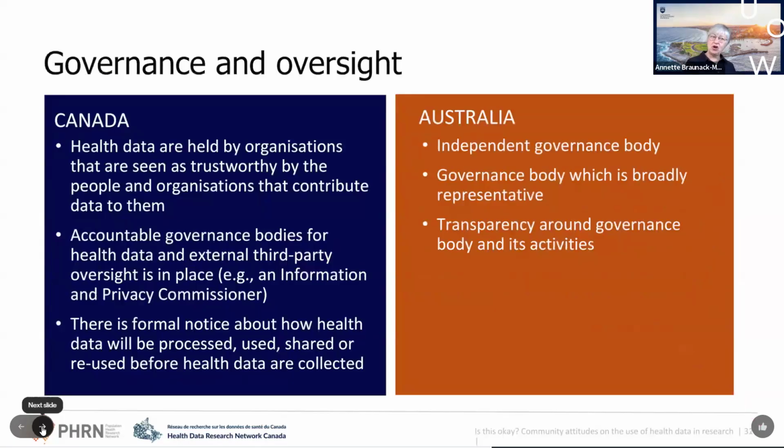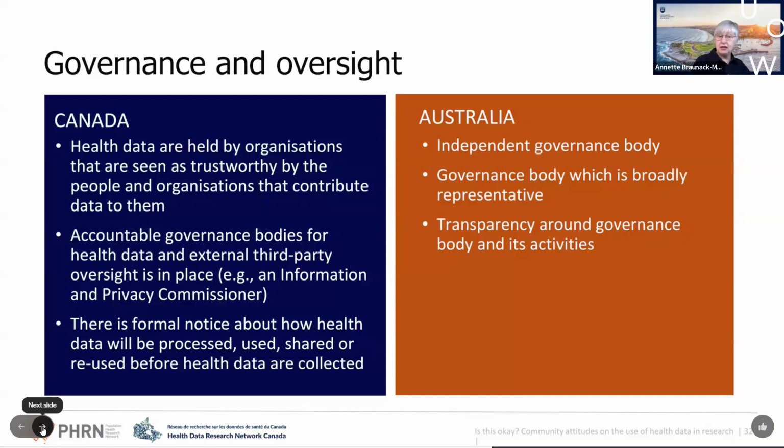So our third area of commonality is governance and oversight. Both sets of work have had strong recommendations for independent governance bodies. Governance bodies that are broadly representative of the stakeholders, but also of the communities whose data are being used, and that there is transparency about the work of the governance body and how that work is done.